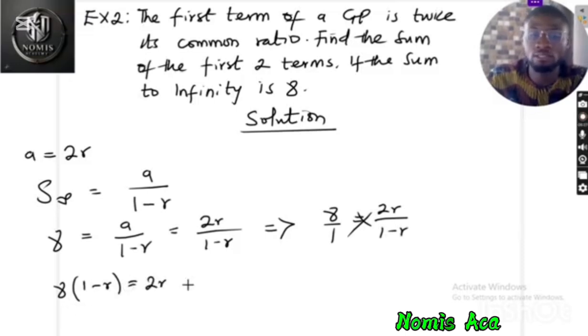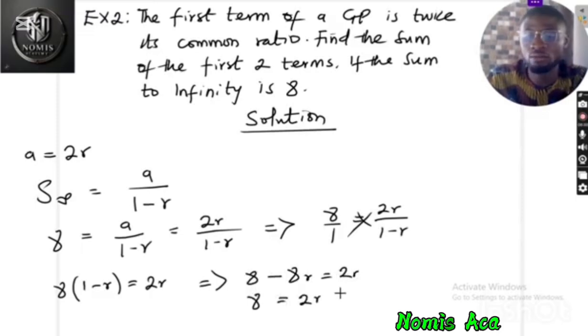So if I open this bracket, I will have 8 times 1 to be 8, minus 8 times R to be 8R, equals to 2R. So collect like terms, we have 8 equals to 2R plus 8R. So this is minus 8. When it comes to this side, that becomes plus. So 8 is equal to 10R.